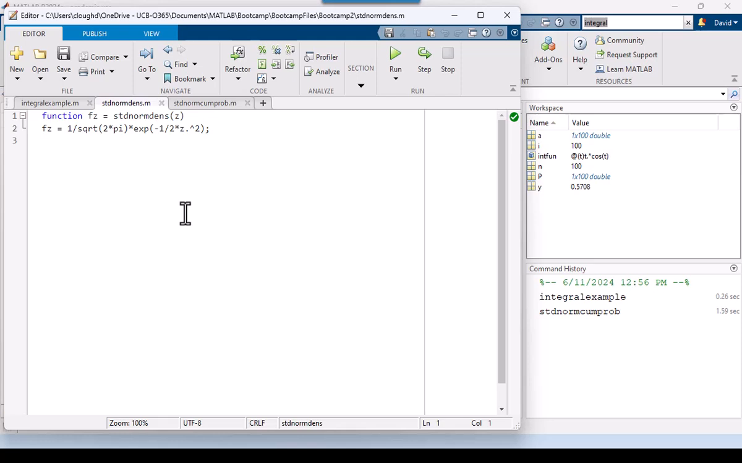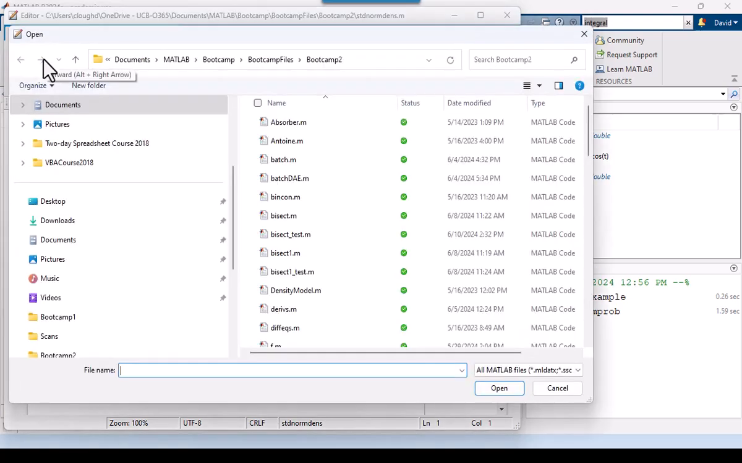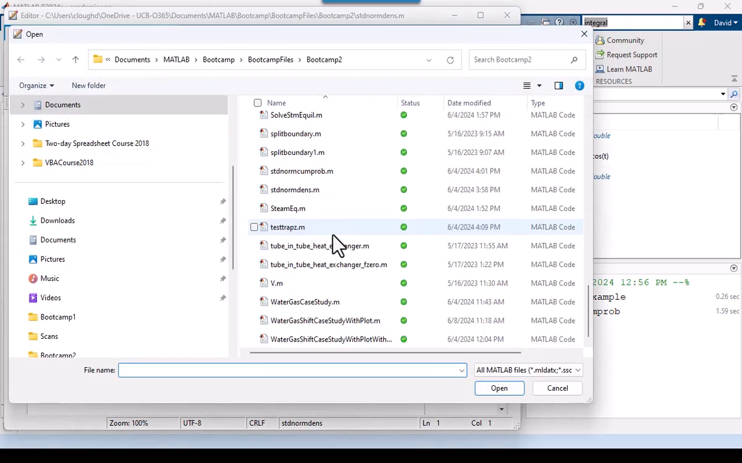Now there's another type of quadrature that we have to do frequently, and that is where we do not have a function that we're integrating, but we have instead data. So let's show you an example of that. I'm going to bring up an example called trapz.